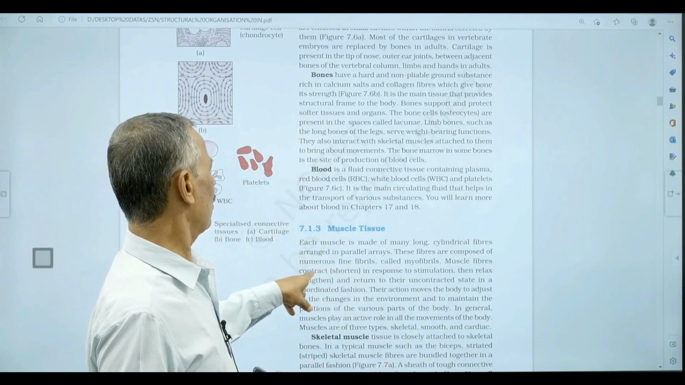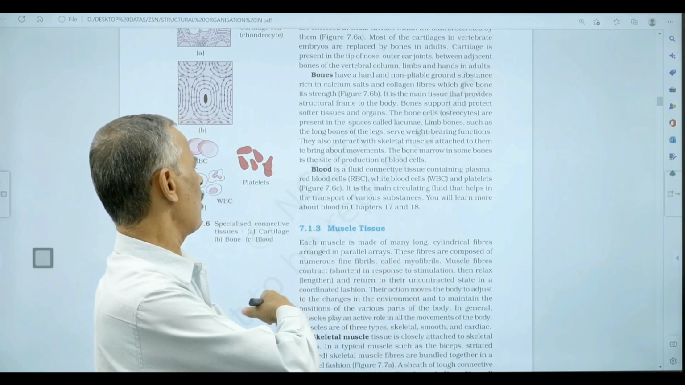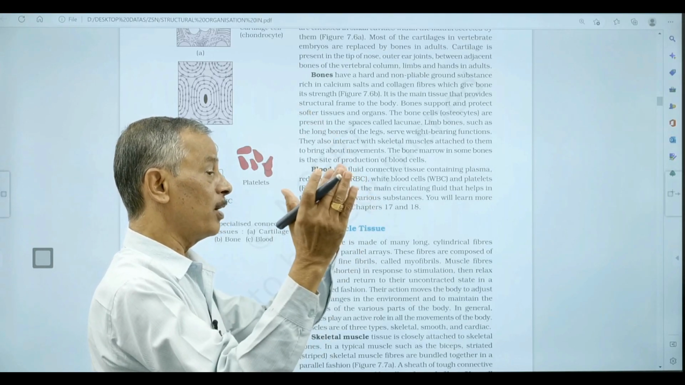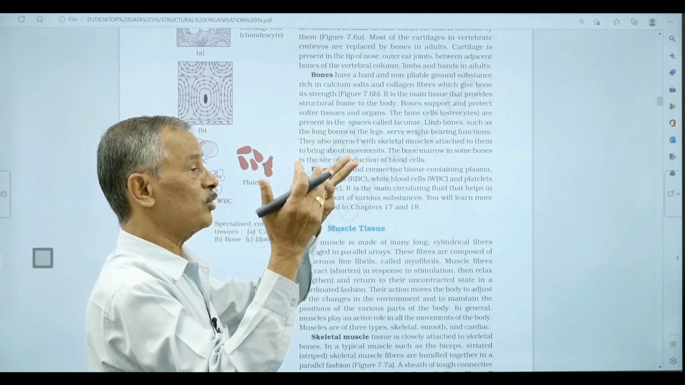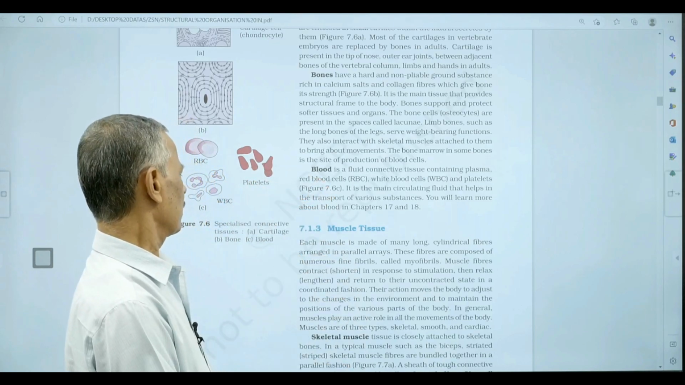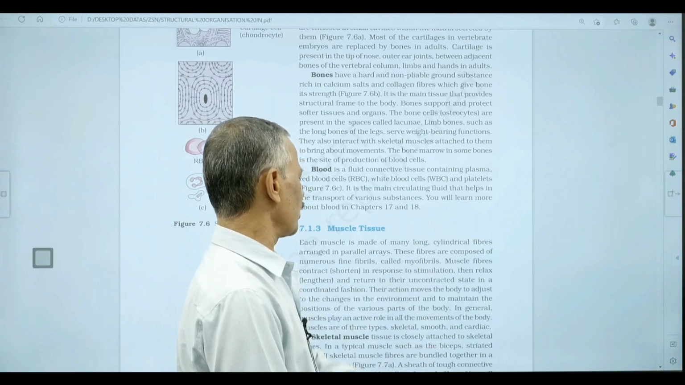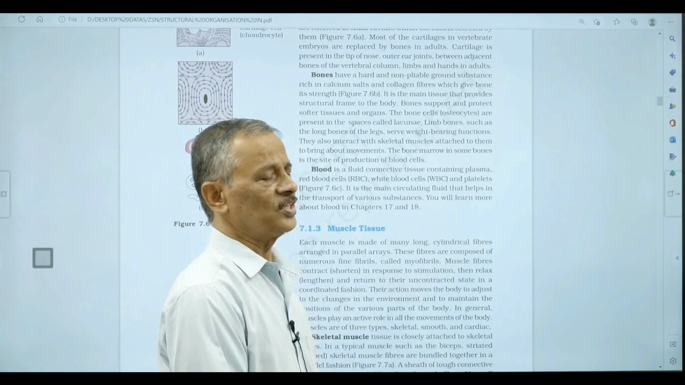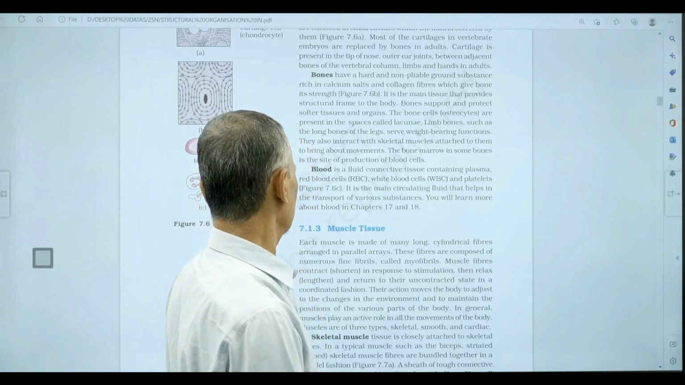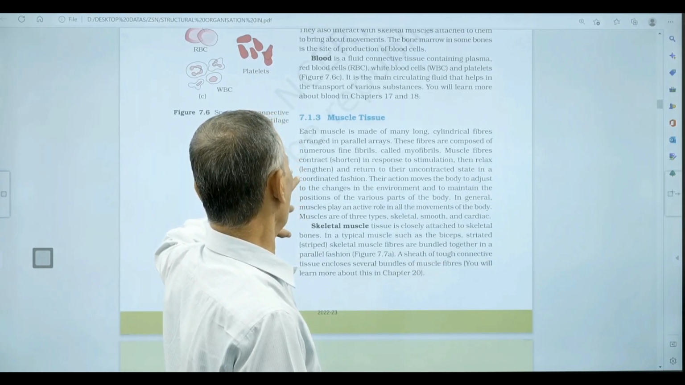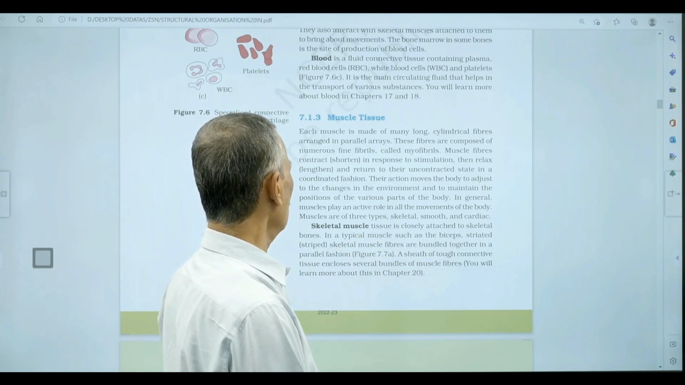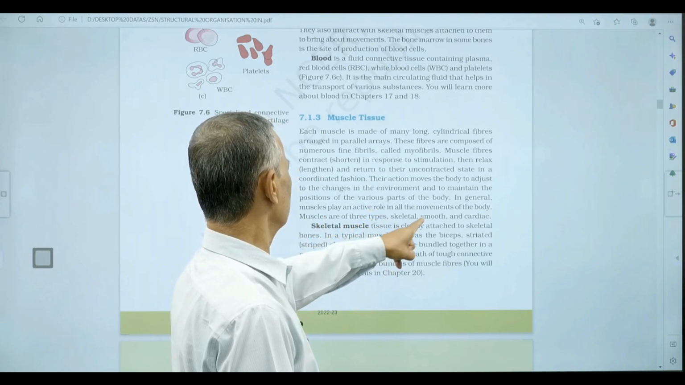These fibers are composed of numerous fibrils called myofibrils. When a muscle fiber is stimulated, in response to that, it will shorten its length. That is called contraction. And then it will come back. That is called relaxation. It is their action that brings about changes in our position, different types of movements, and also our locomotion. So they play an important role in all types of movements in our body. Based upon the position, these muscles can be classified into skeletal muscles, smooth muscles, and cardiac muscles.